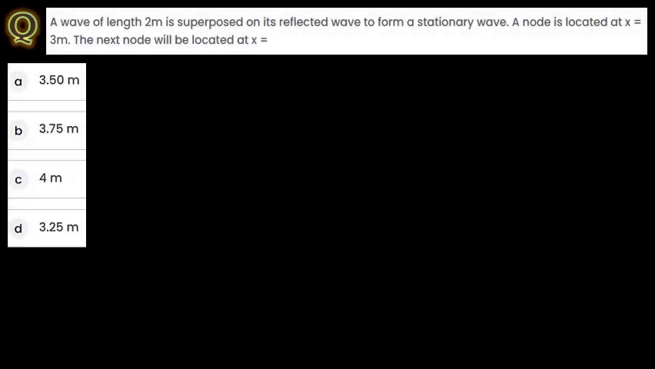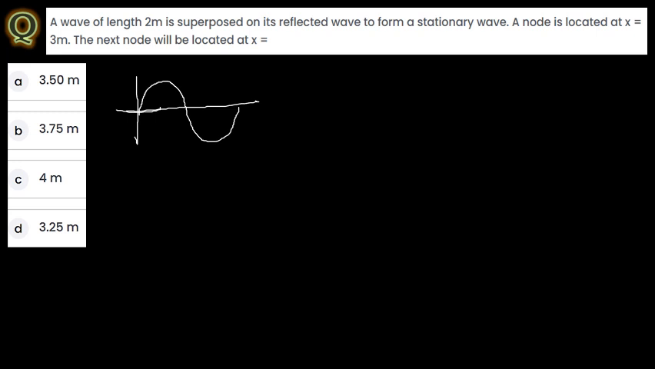Next problem, this is quite interesting. A wave of wavelength 2 meter is superimposed on its reflected wave to form a stationary wave. First, how will it form a stationary wave? Let me tell you here. First, consider a waveform. I will show you here. This is one wavelength.